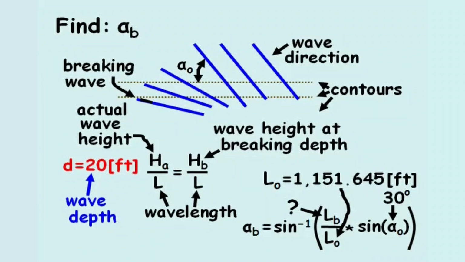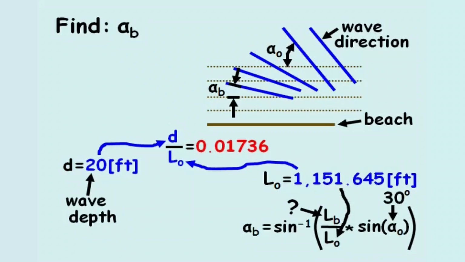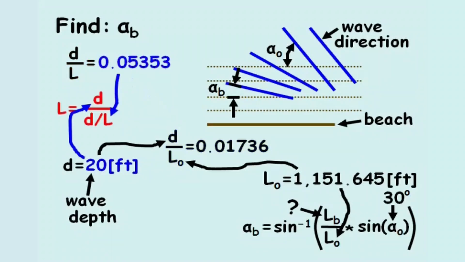Next, we'll compute d over L naught, and after plugging in the appropriate variables, d over L naught equals 0.01736. This value of d over L naught corresponds to a d over L value of 0.05353. Therefore, the wavelength for this wave at a depth of 20 feet equals 373.622 feet.